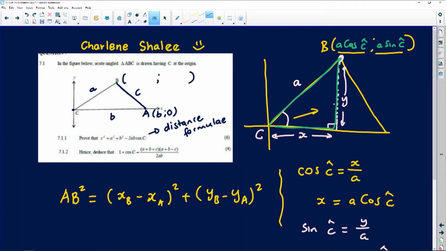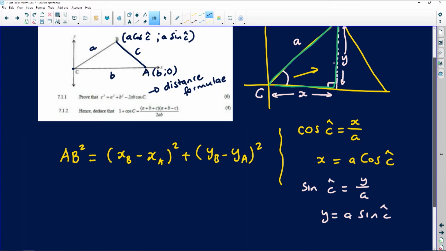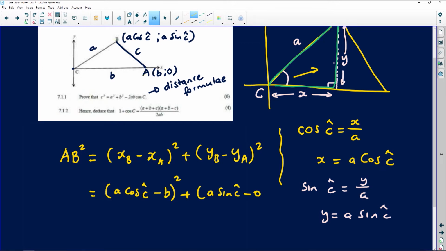I've got the coordinates of B. I've got the coordinates of A. I can just put them here. This is a cos of angle C. This one is a sine of angle C. Now I'm going to apply my distance formula. From here on, it's very simple. So x2 minus x1 squared, plus y2 minus y1 squared. So the substitution: my x at B is small a cos of angle C, minus x at A, which is small b, squared, plus y at B, which is a sine of angle C, minus y at A, which is 0, squared.